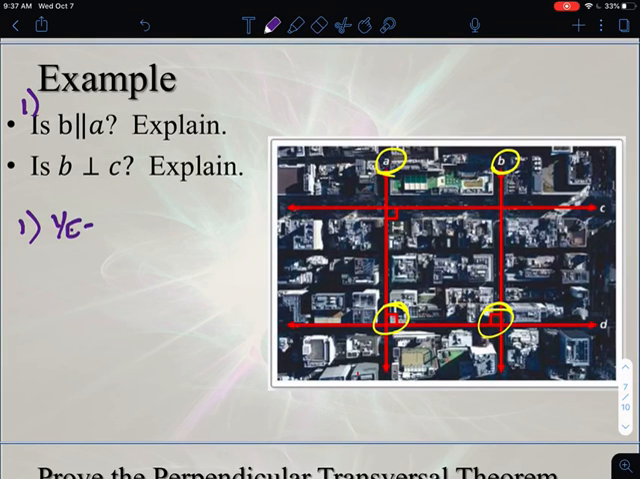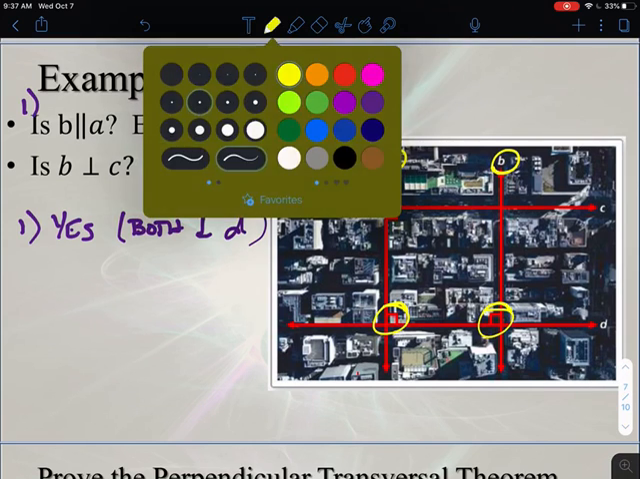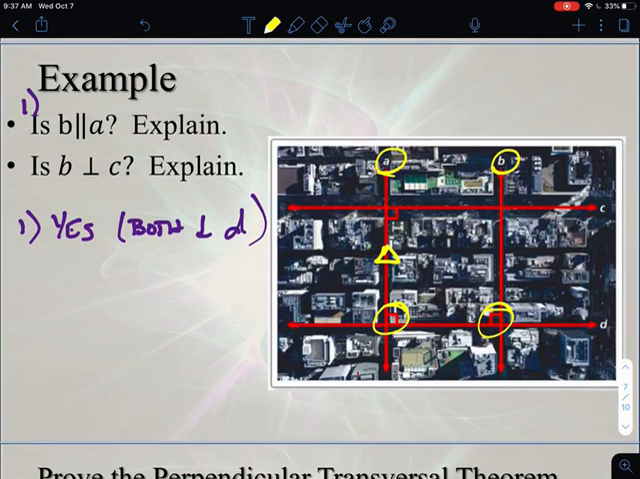So in that case, is B parallel to A? My answer would be yes. The explanation is they're both perpendicular to D. Because they're both perpendicular to the exact same line, they have to be parallel to each other. And so what that tells us then is that this line here is parallel to this line here.